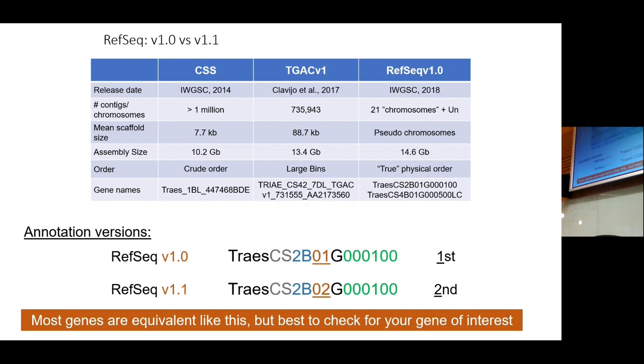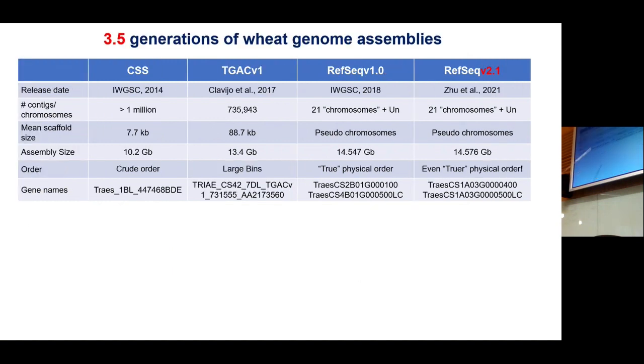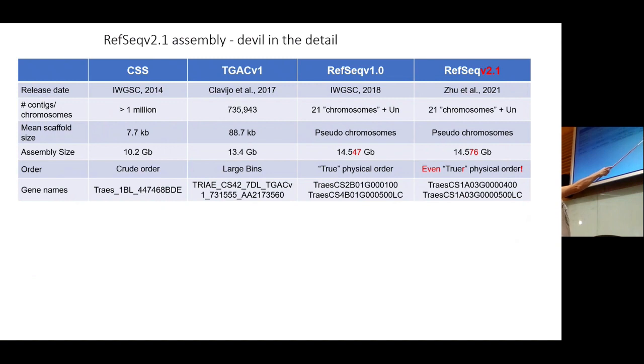Okay. I said we had 3 generations of wheat genomes over the last years. It's not quite true. We actually have 3.5 now, because we had an update to the RefSeq v1.0 assembly. So there's a new assembly out now, RefSeq 2.1. And it's very similar. The difference is the devil in the details. It is a slightly more complete assembly, roughly 168 megabases extra in the genome.